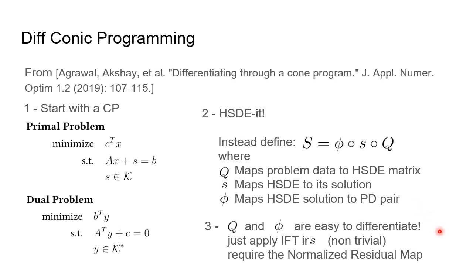Well, clearly, Q and phi are actually simple functions. Q is straightforward to differentiate and phi is very easy. S is the complicated part, the small s. And that's the part where we need the implicit function theorem to derive the solutions from there. And even doing that, it's not super trivial. And the key tool for doing the work is this normalized residual map, which is defined in the previous work by Stephen Boyd and co-authors, and used extensively in the work from Akshay Agrawal.